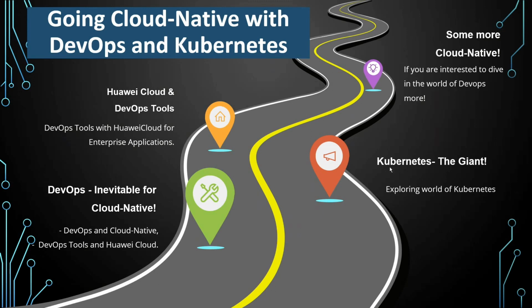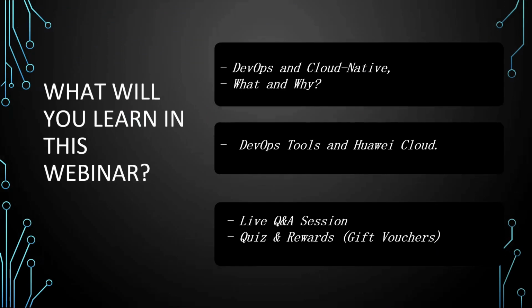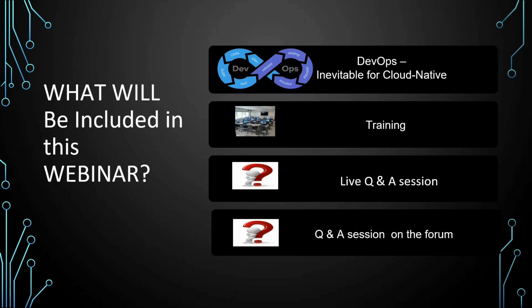But definitely to those who don't know about DevOps and Kubernetes, we are here to assist you. So to start with this session, these are the three topics which we are discussing, starting with DevOps and cloud native. What are these, why are we using them, and what are the DevOps tools of Huawei Cloud? And then definitely we are having a live Q&A session and a quiz, and definitely good rewards from the Huawei enterprise support community. So these are included in our menu for this webinar.